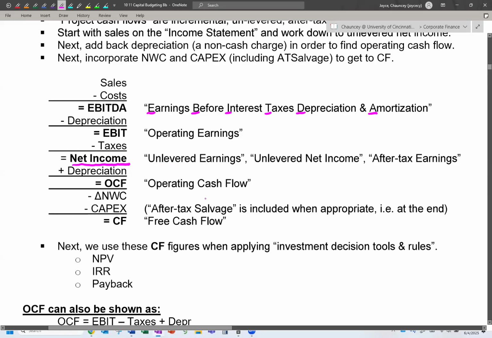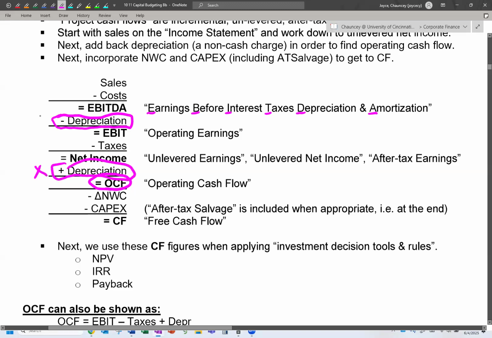So unlevered net income, as opposed to net income, this is probably the more appropriate way to call it, is just unlevered earnings, unlevered net income, or after-tax earnings. When you add back depreciation, because it's a non-cash flow, you get to operating cash flow. So notice you have to deduct depreciation and then you end up adding it back.